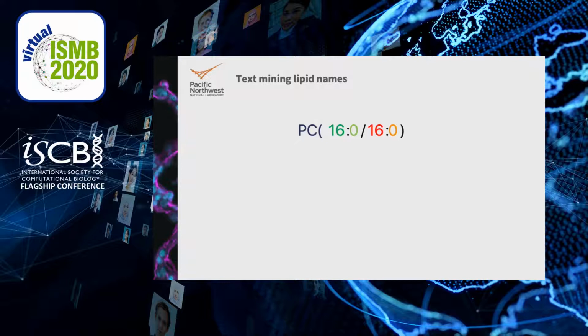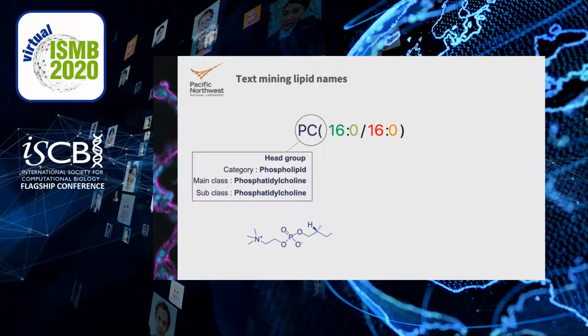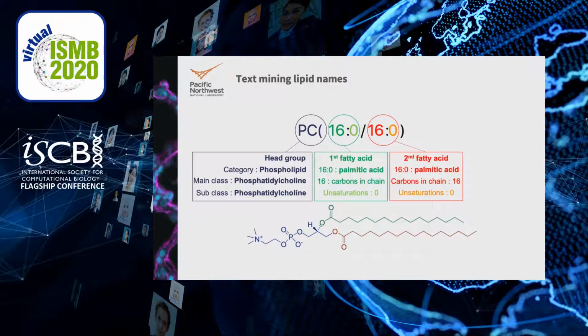Just from the name, we can reconstruct the full lipid structure. You can see that it contains the head group, the different chains of fatty acid composing the lipid. We can also calculate some extra statistics, such as the total number of carbons of the fatty acids and the total number of unsaturations.